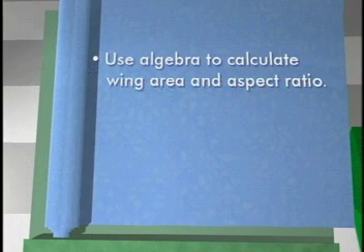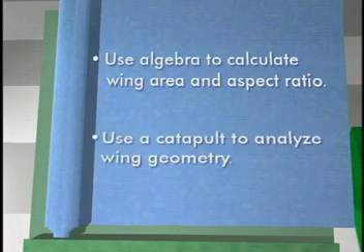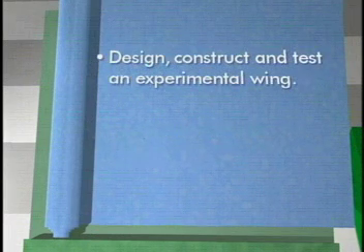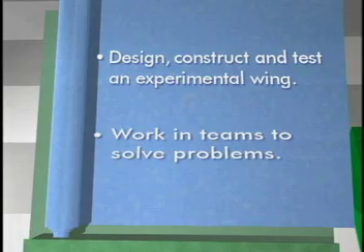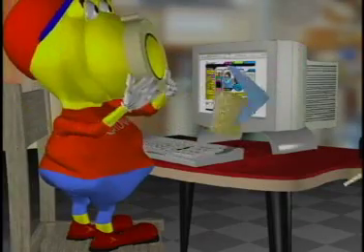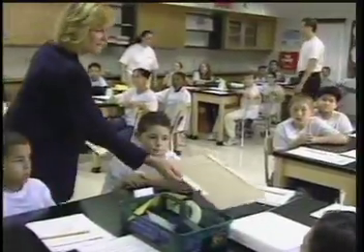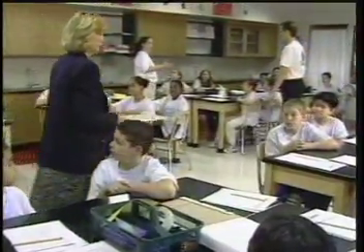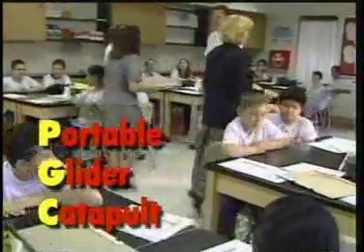You'll use algebra to calculate wing area and aspect ratio. You'll use a portable glider catapult to analyze wing geometry. You'll design, construct, and test an experimental wing. And you'll work in teams to solve problems related to wing design. The list of materials you'll need for this activity can be downloaded from the NASA Connect website. The class will be divided into groups of 4. Each group will use a portable glider catapult, or PGC, which your teacher made previous to this activity.